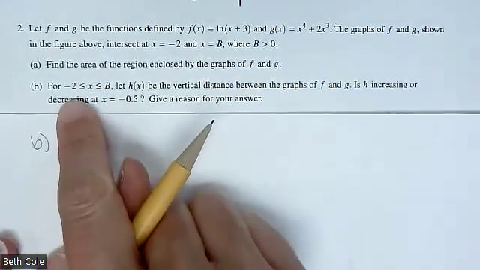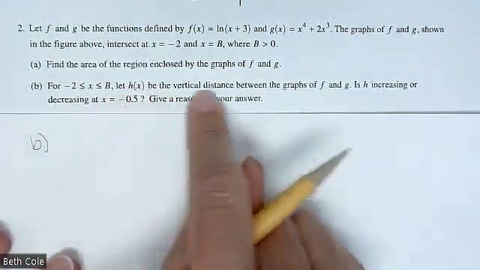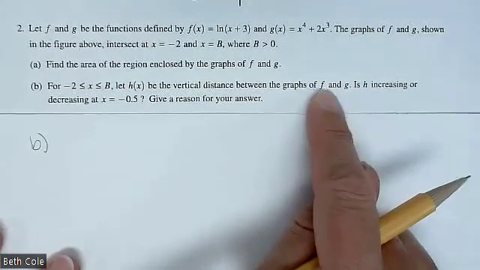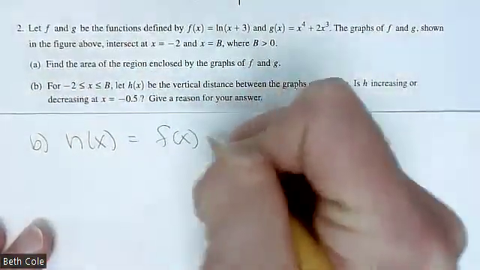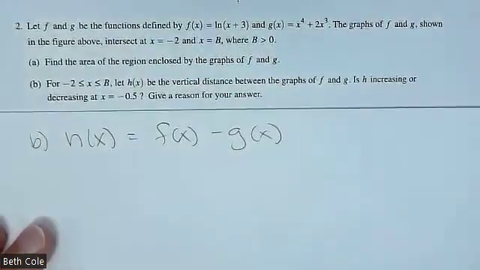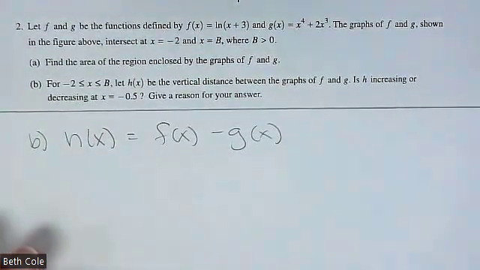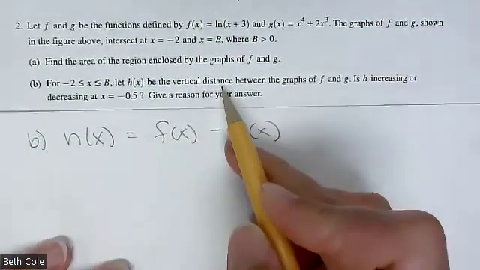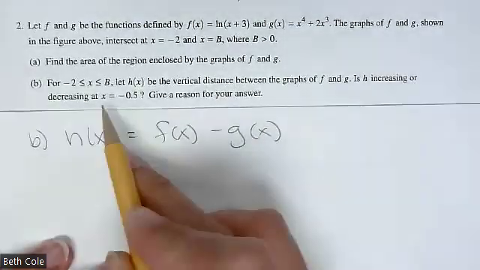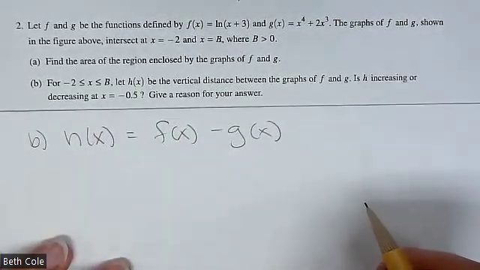All right. For -2 to b, let h of x be the vertical distance between f and g. So that means h of x is f minus g. Do you see how I just did upper minus lower, and that would be the vertical distance between them? Like if I wanted my height, my vertical distance, I would take this distance minus 0. Like that's the distance between them. Okay. You don't get a point for that yet. Is h increasing or decreasing at 0.5? What would you want to do?